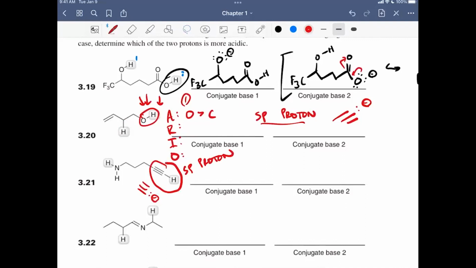So even though this hydrogen is directly connected to a nitrogen and this hydrogen is directly connected to a carbon, you might think to yourself, well, nitrogen is more electronegative than carbon. No, if you have a triple bond and that's an sp hybridized bond, that outranks anything. So that triple bond is our more acidic proton.